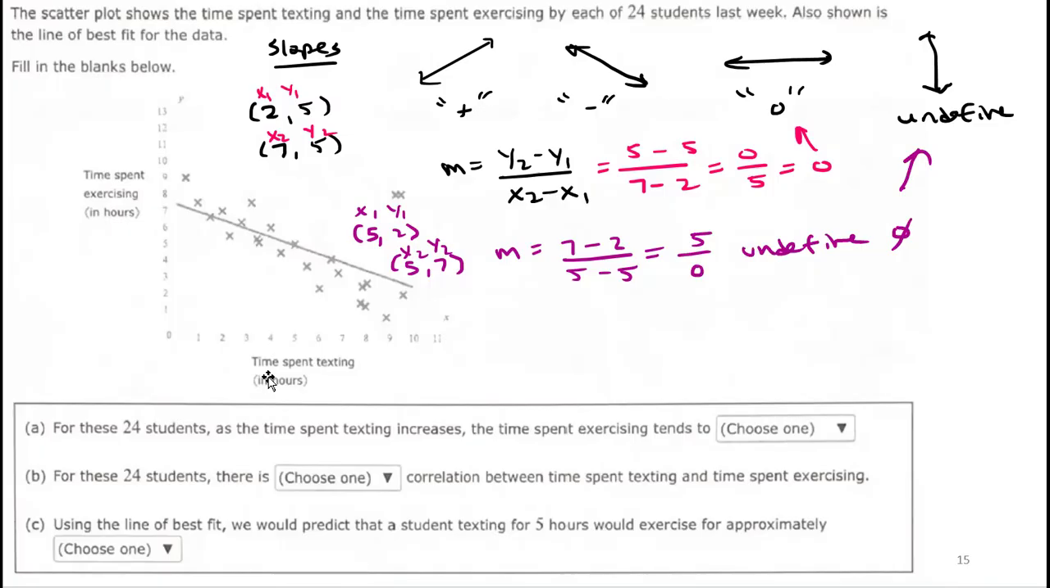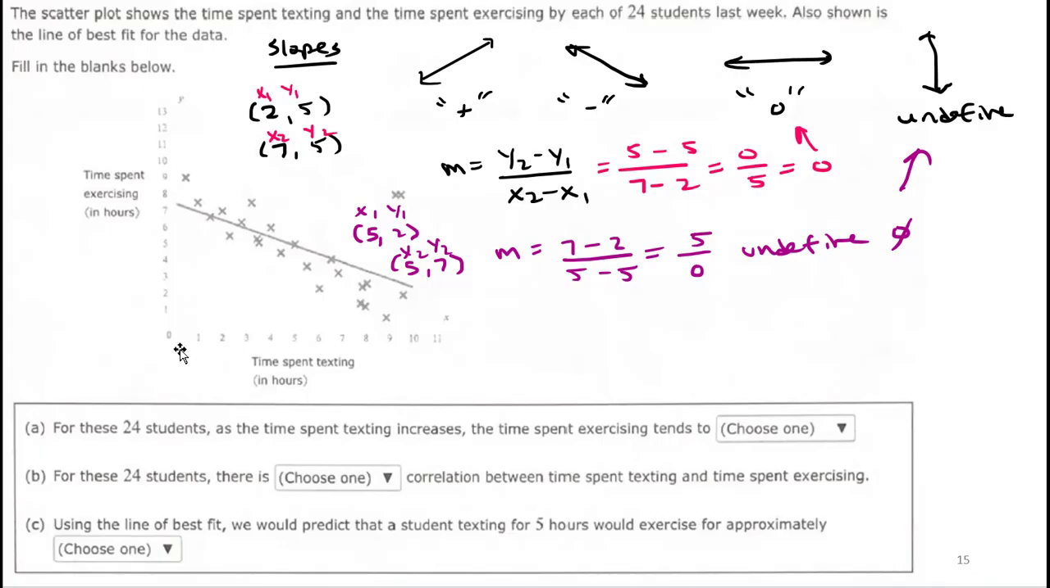Okay, so let's go through these questions. It says, for these 24 students, the scatter plot shows the time spent texting and the time spent exercising by each of the 24 students last week. Also shown is the line of best fit for the data. So what do we notice here? The y-axis is the time spent exercising in hours, and the x-axis, the horizontal, is the time spent texting in hours.